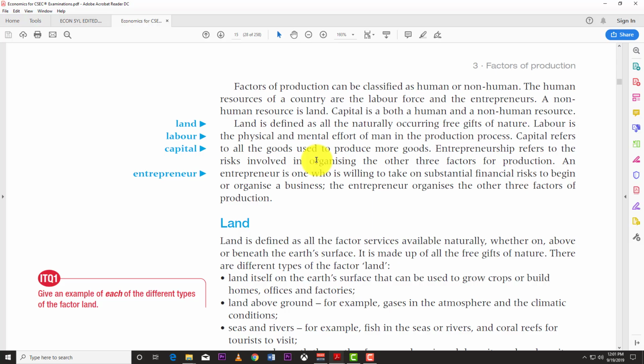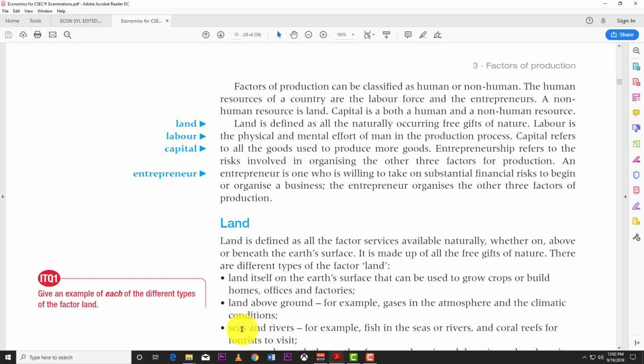What is land exactly? Land can be defined as all the factors, services available naturally, whether on, above, or beneath the earth's surface. It is made up of all the free gifts of nature. So what they're saying here is that land is all of those things that are above and below the surface of the earth that occur naturally. They are the natural gifts from God, from nature. So things like homes and buildings are not going to be considered as land. Land is all the natural resources that are given to us by nature, by God, that are used in production.